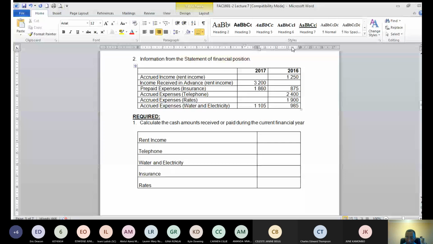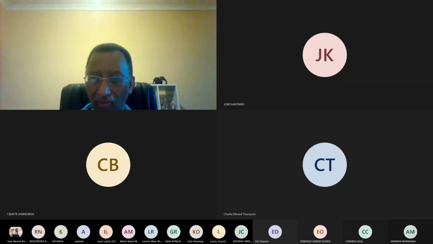I want you to take this information into account and calculate for me what are the cash amounts received or paid during the current financial year. I've given you the income and the expenses. I've given you the adjustments, and I want you to calculate for me. I'll give you 5 minutes. Calculate for me quickly what is the actual cash receipts for rent income, what is the cash paid for telephone, water and electricity, the insurance and the rates. I'll give you 5 minutes just to do that calculation.